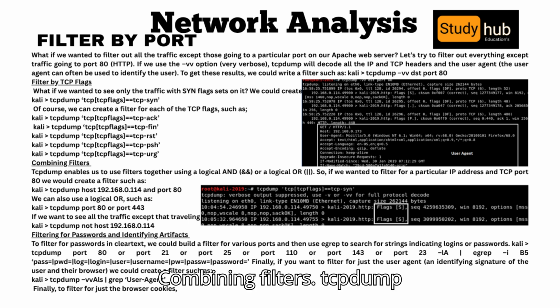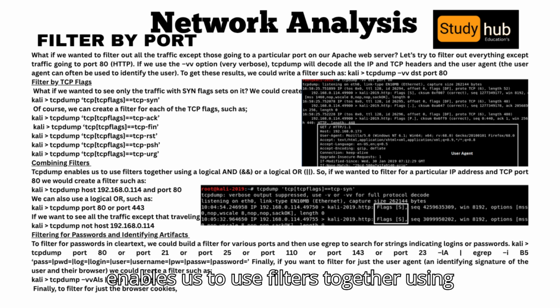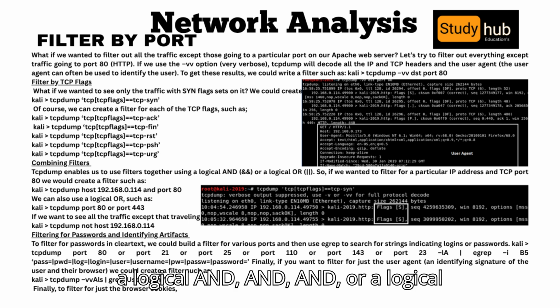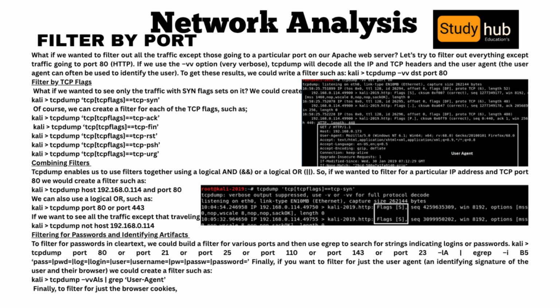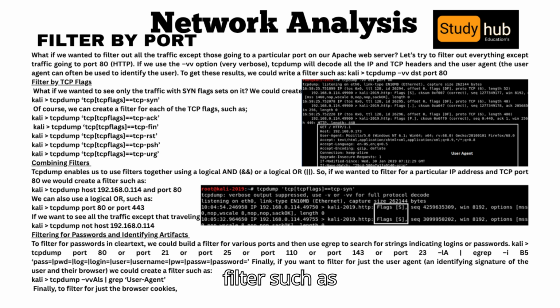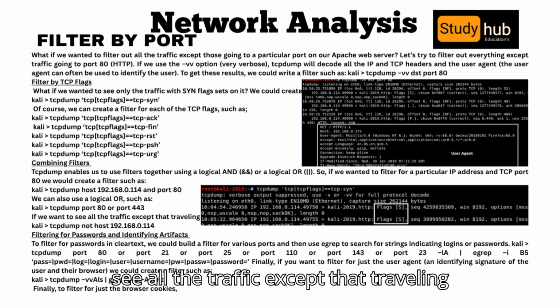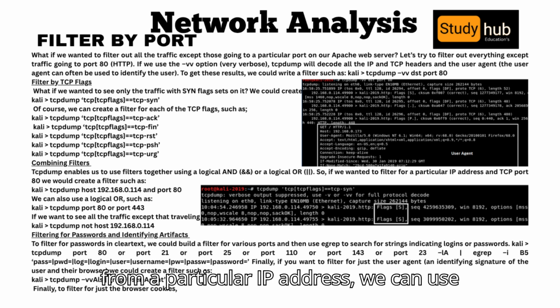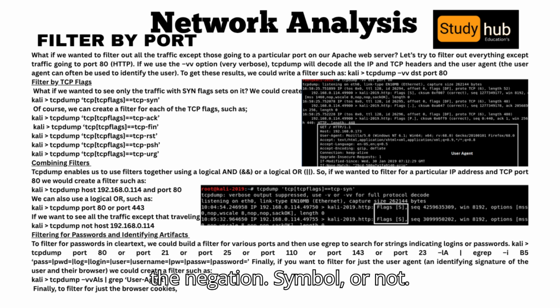Combining filters. tcpdump enables us to use filters together using a logical and, or a logical or. So, if we wanted to filter for a particular IP address and TCP port 80, we would create a filter such as kali > tcpdump host 192.168.0.114 and port 80. We can also use a logical OR, such as kali > tcpdump port 80 or port 443. If we want to see all the traffic except that traveling from a particular IP address, we can use the negation symbol, or not.